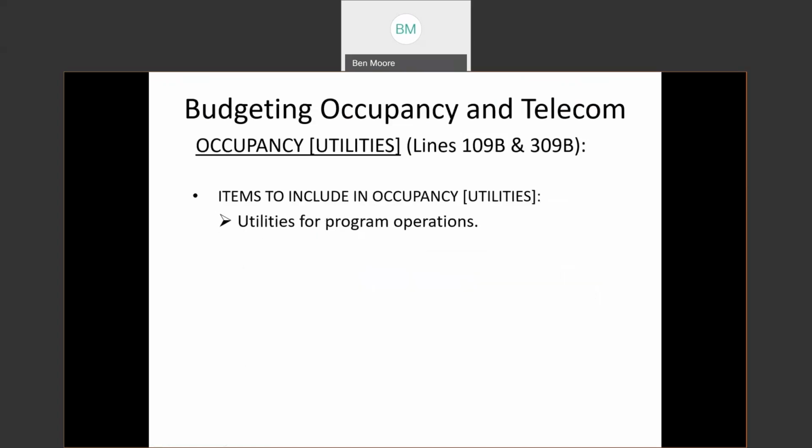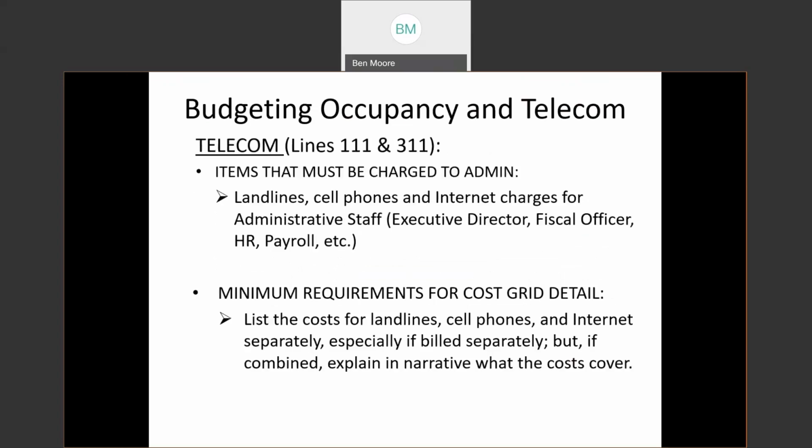Now, in general, the items to include in this category are simply the utilities for program operation of this grant. As far as telecom, this is line items 111 and 311, the items that must be charged specifically to admin are landline, cell phones, internet charges, and any other telecom-related costs that are utilized for administrative staff. Again, executive director, fiscal officer, HR, payroll, those types of levels of staff.